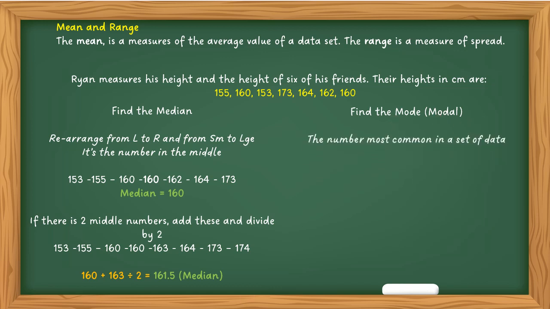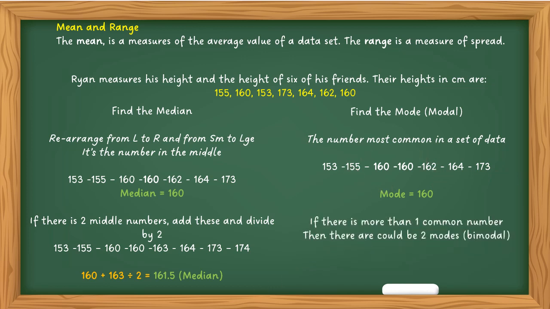Okay, so again, you rearrange the set of data from left to right, small to large, and you can see in this case that the most common number is 160 because it appears twice. All the other numbers only appear once, so the mode is 160. But remember, you can always have more than one mode. All right, there could be two 162s, for example. Okay, and when you get more than one mode, which is quite common, then these are called bimodal.